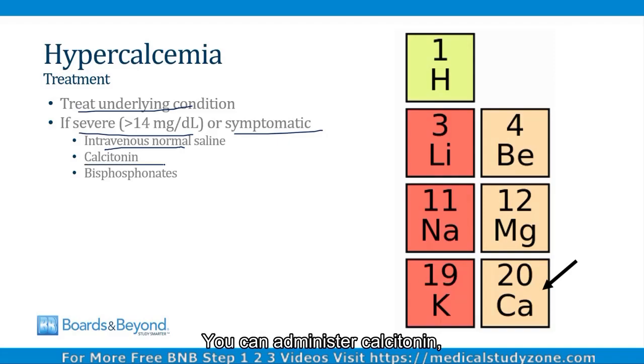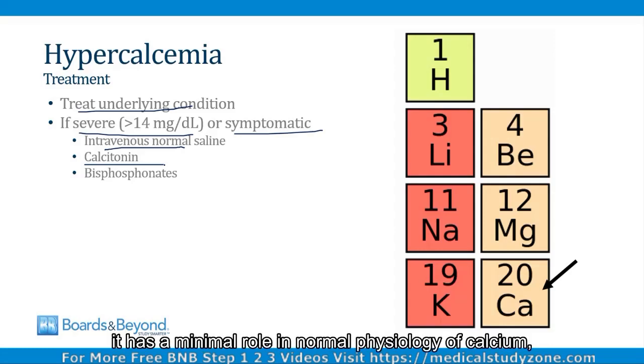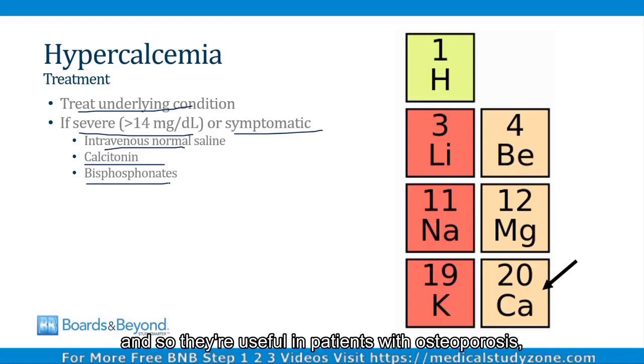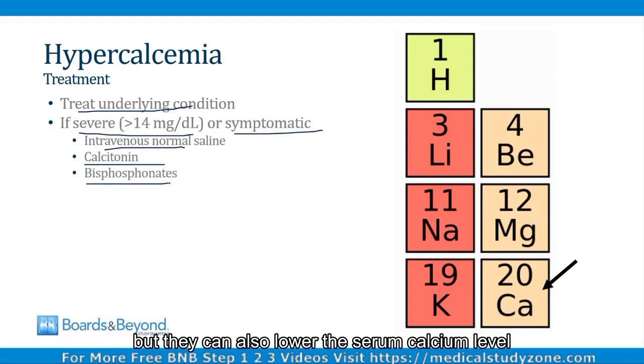You can administer calcitonin, which you may know is a hormone produced by the thyroid gland. It lowers serum calcium. It has a minimal role in normal physiology of calcium, but if you give high amounts as a drug, that will reduce the serum calcium level. And then lastly, bisphosphonates, especially intravenous bisphosphonates, are used for hypercalcemia. These drugs keep calcium bound in bones, and so they're useful in patients with osteoporosis, but they can also lower the serum calcium level in patients who have hypercalcemia.